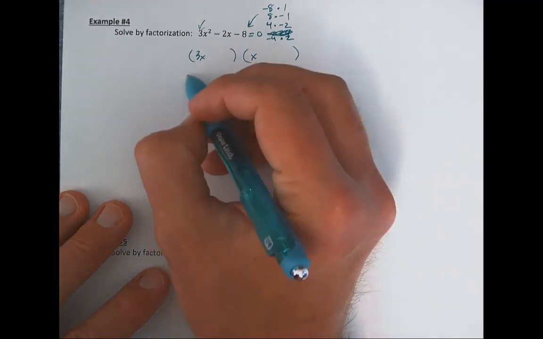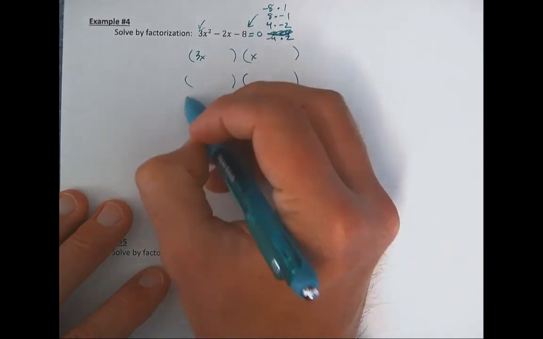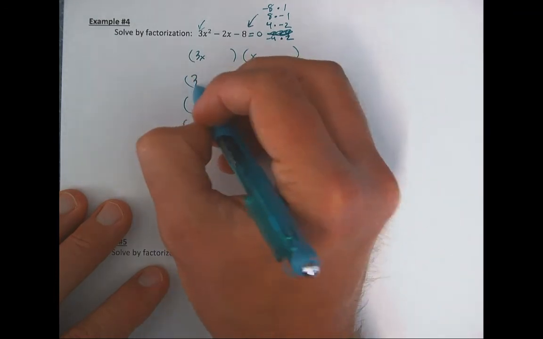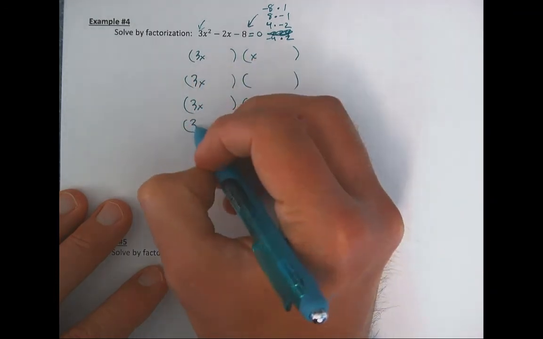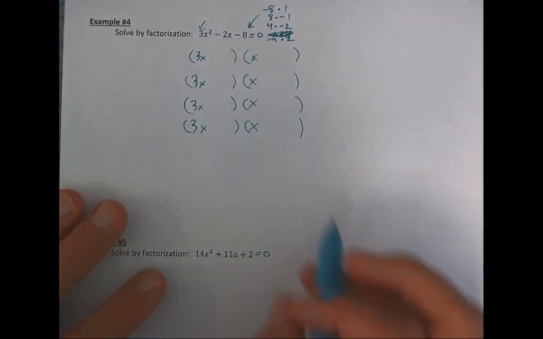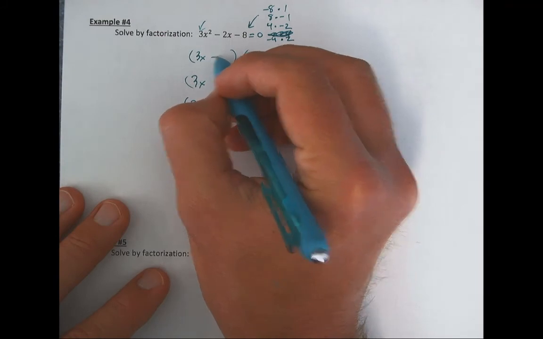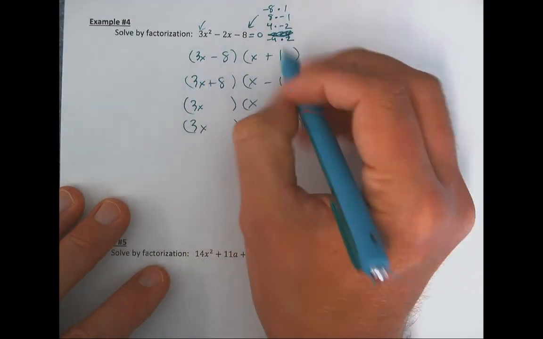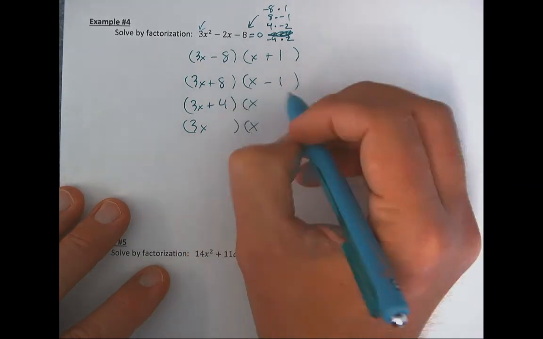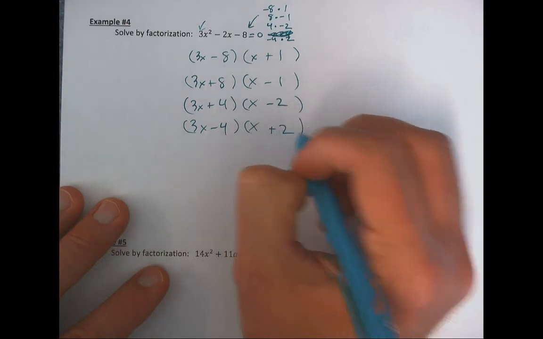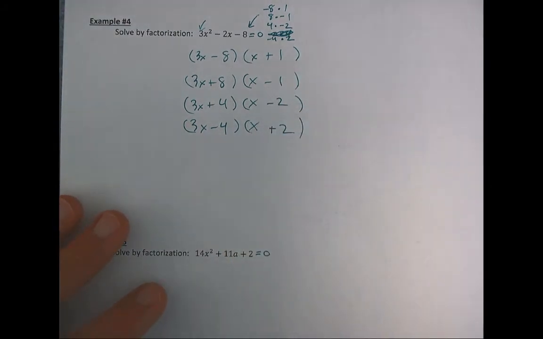So we just need to try those all out until we find one that works. So I'm going to write these all out. But if we find one that works before we get to the end, we don't necessarily have to go through all of them. So let's try a -8 and a +1. Let's try a +8 and a -1. Let's try a +4 and a -2. And a -4 and a +2. One of these should work.